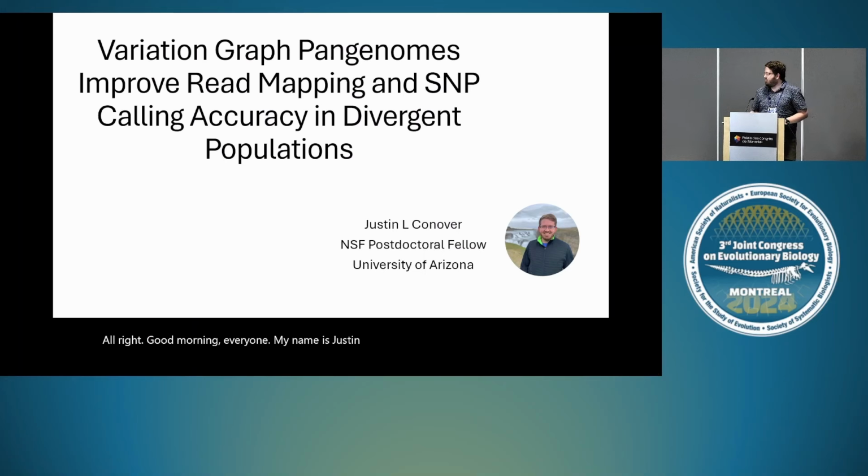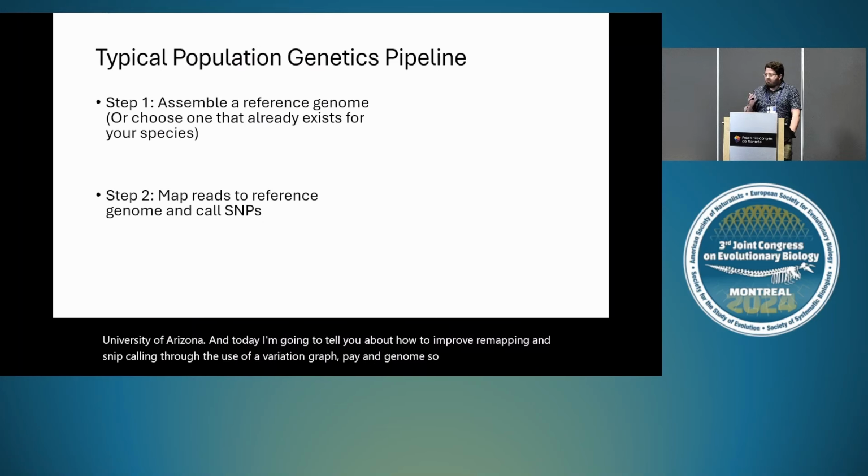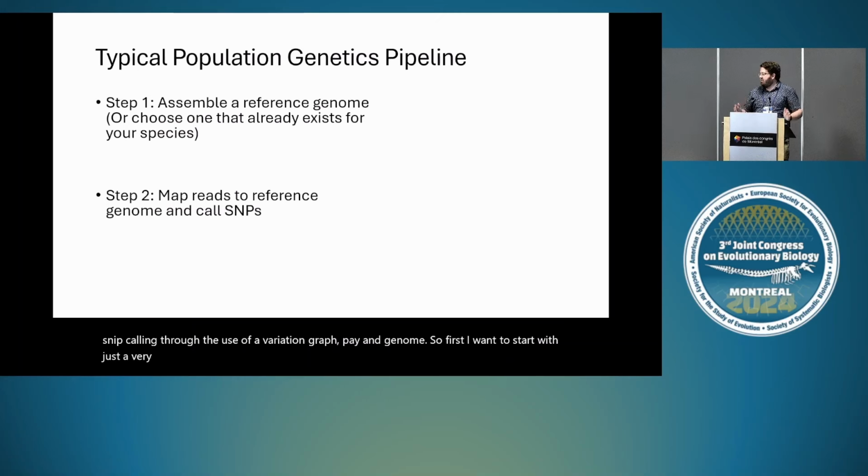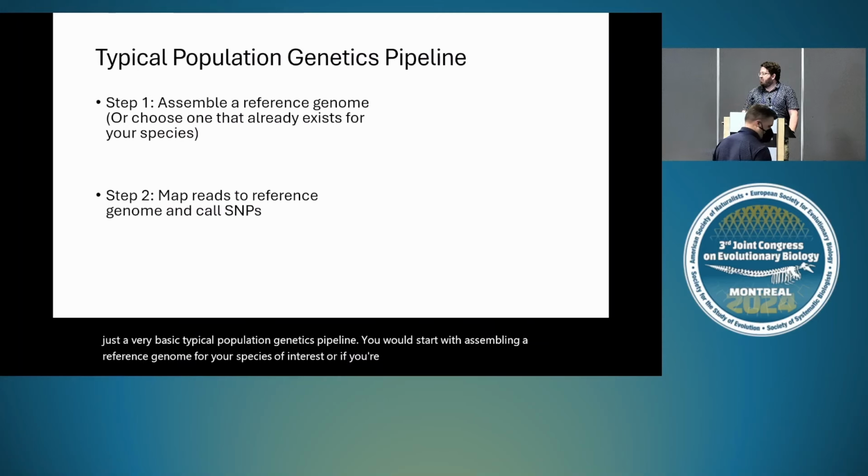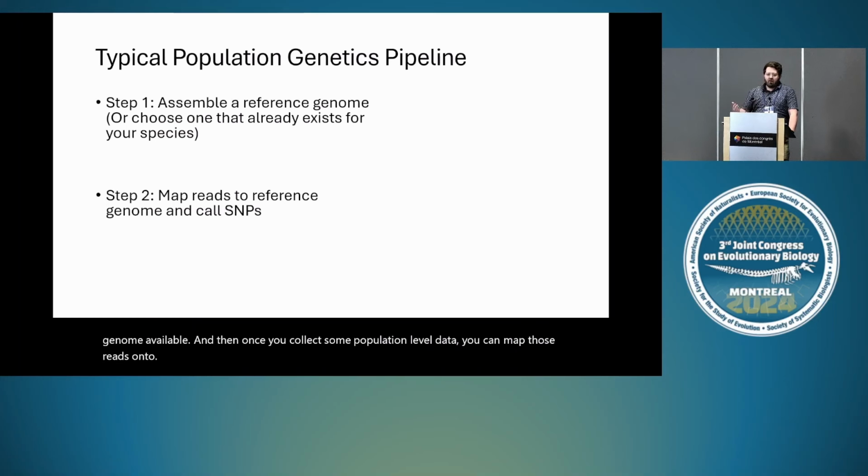I'm a NSF postdoc at the University of Arizona, and today I'm going to tell you about how to improve read mapping and SNP calling through the use of a variation graph pangenome. So first I want to start with just a very basic, typical population genetics pipeline. You would start with assembling a reference genome for your species of interest, or if you're lucky, there's already a reference genome available. And then once you collect some population level data, you can map those reads onto your reference genome and call SNPs and do population genetics.